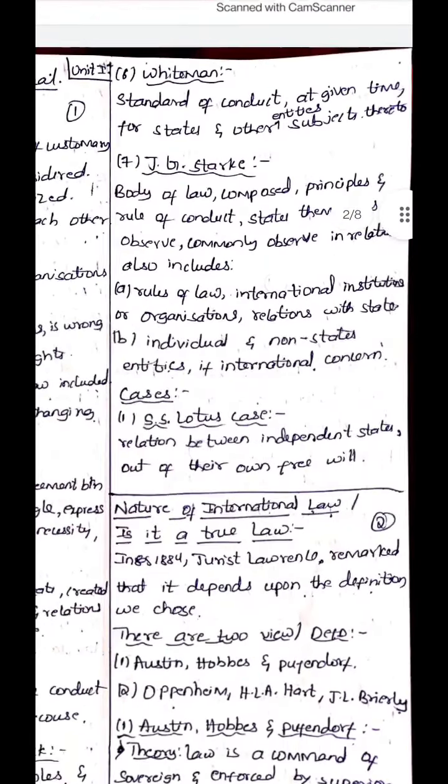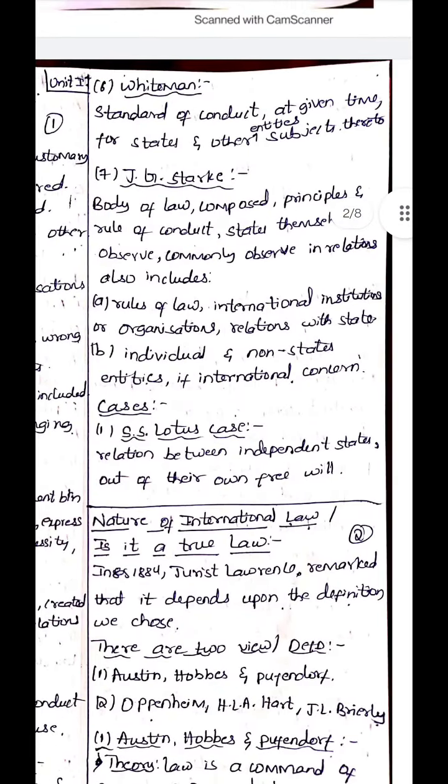The next definition is of Whiteman. What Whiteman says is that international law is a standard of conduct at any given time for states and other entities subject thereto. So it is applicable to states as well as other entities which are subjects of international law.